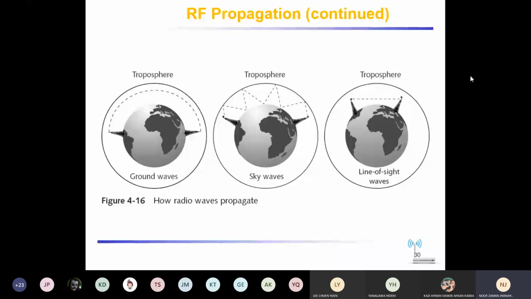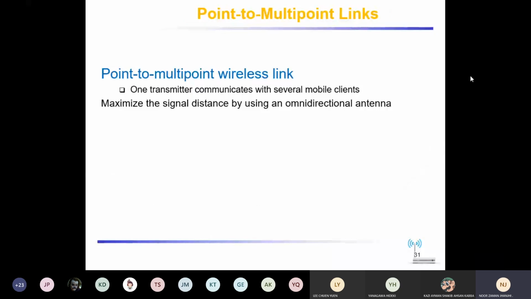So those are the propagation types. That's how signals can propagate. We group them into these 3 very important propagation types. Now, point-to-point and multi-point wireless links. It's very simple. Point-to-point is from one point to another point, and point to multi-point is one to many. Point-to-point is the same as what we are discussing here about line of sight.